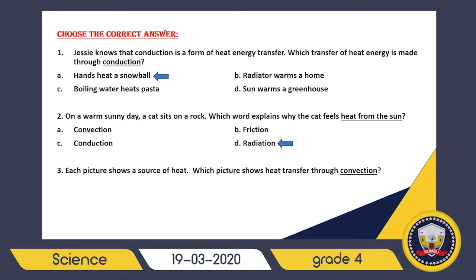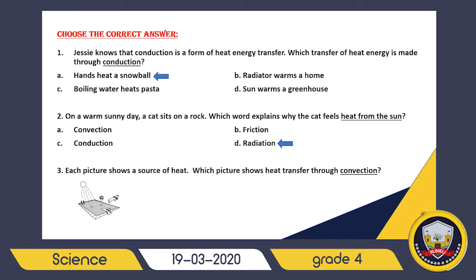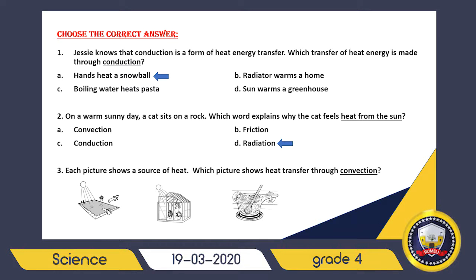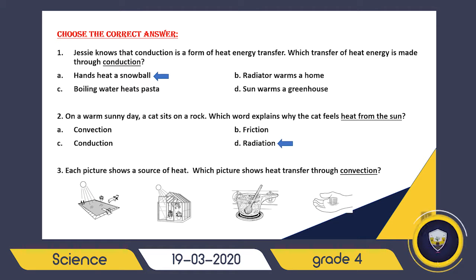Number 3. Each picture shows a source of heat. Which picture shows heat transfer through convection? Convection this time. Which one refers to convection? Number 1, the sun is heating the water of the pool. Number 2, the sun warms a greenhouse. You know the greenhouse? Yes, there is a plant inside making its own food. The third one, boiling of water. The fourth one, hands touching a piece of ice.